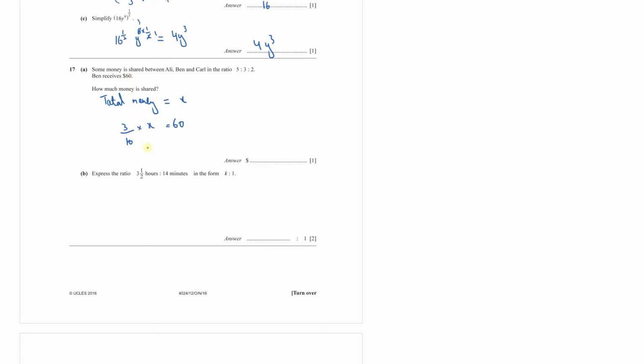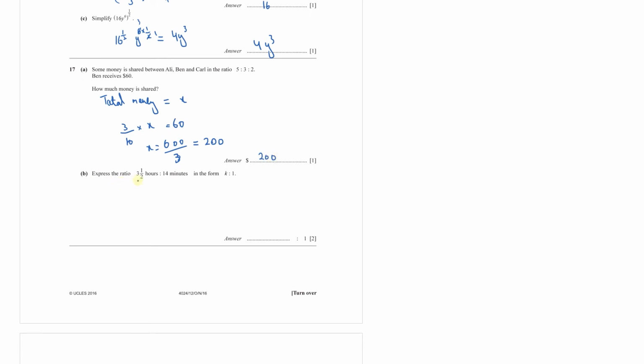So then we can solve for X. You bring this 10 here, 3 down here, so you get 600 divided by 3, which is $200. So the total money that was shared was 200.